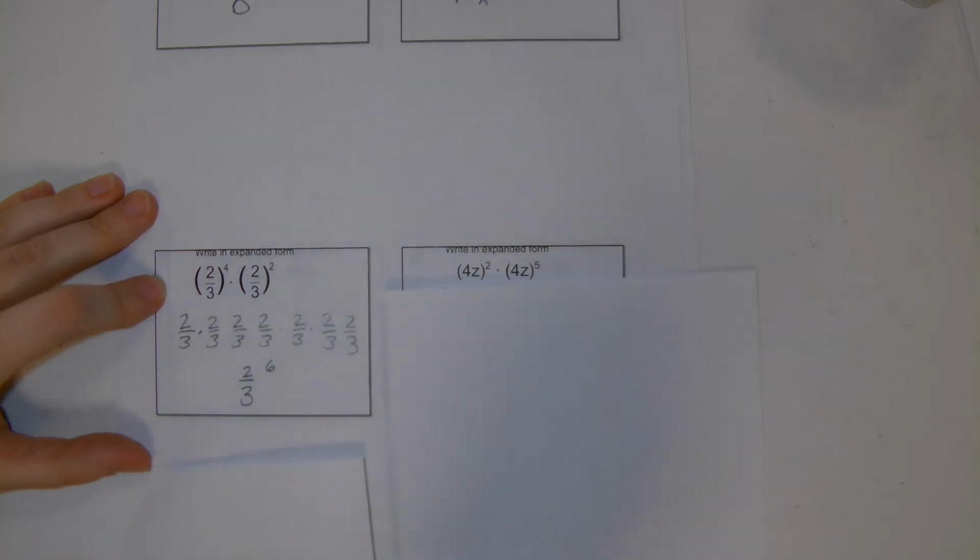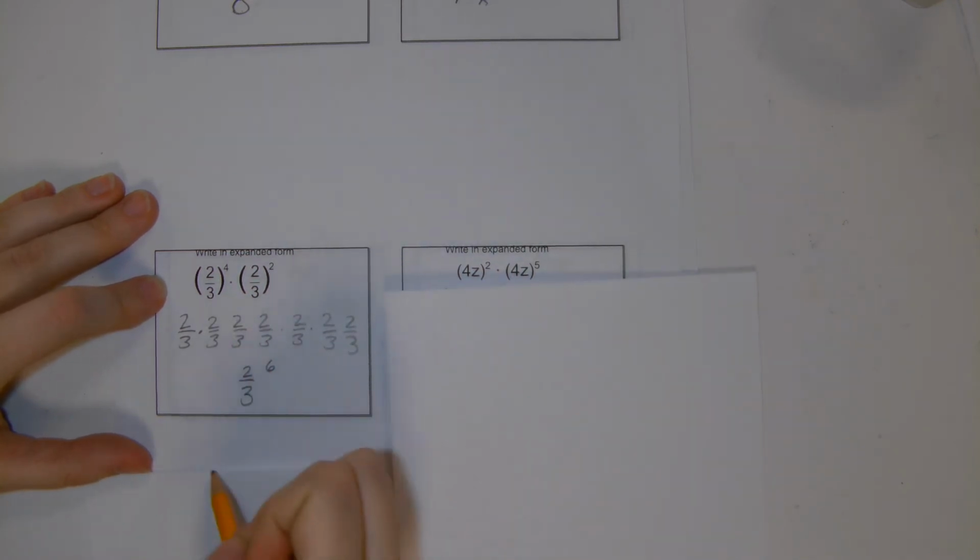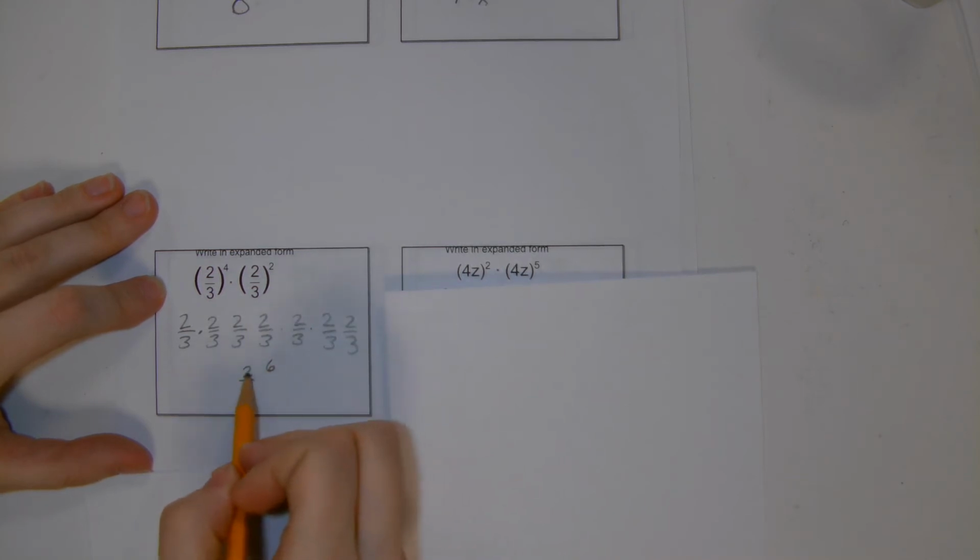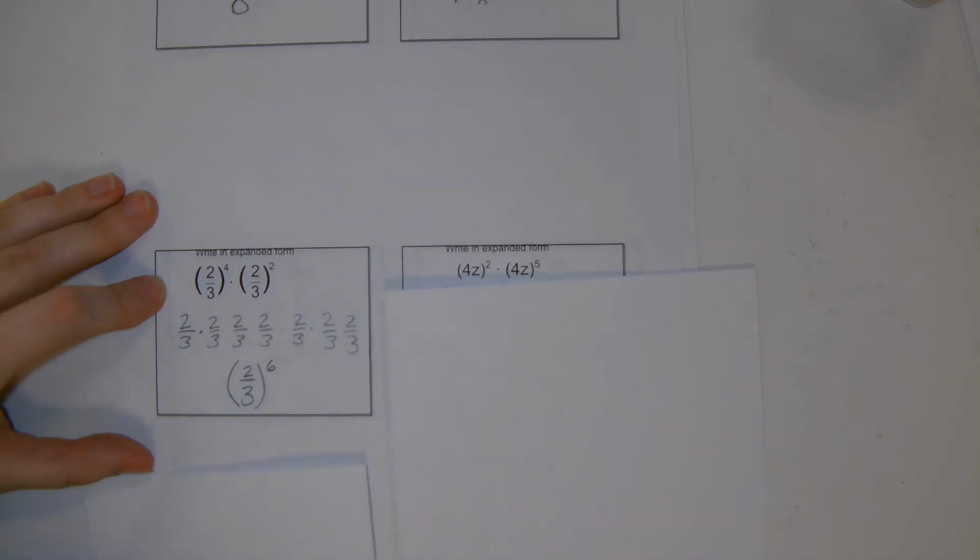Now be careful with this, because this, as I have written it, is only repeating the 2. This 6 is only repeating the 2. It's not repeating the 3. The 3 has a little 1 here. If I want to repeat this whole thing, I have to make sure I group them. I have to give them a hug.